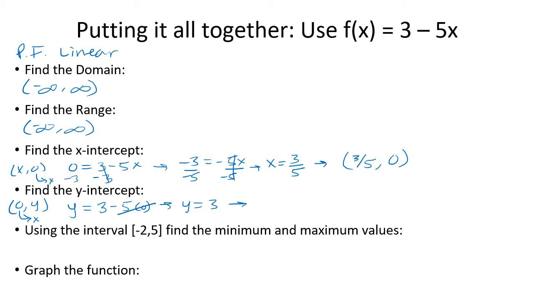And so therefore my y-intercept is at (0, 3). Okay? And then it wants us to evaluate the minimum and maximum on the interval from negative 2 to 5. So I'm going to evaluate the interval with the values here. I'm going to first do the first number.